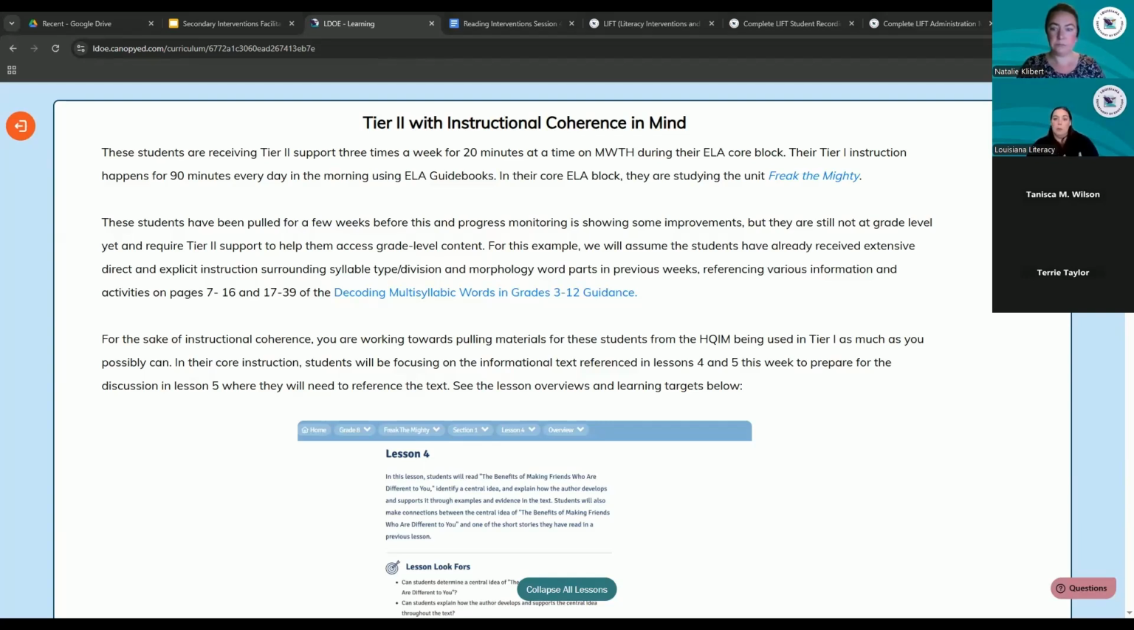We pulled all 3 of them 3 times a week for 20 minutes. And we're doing it during their ELA block. So they have a 90-minute core block, and they spend about 60 minutes in core instruction. Then the teacher is able to pull students after she finishes that lesson for some tier 2 support.